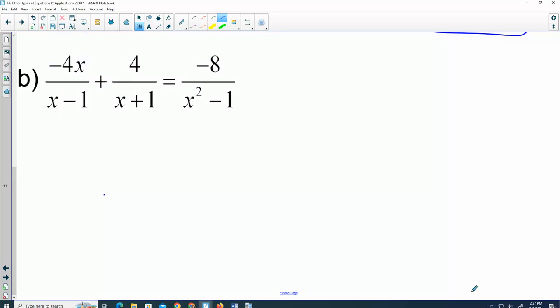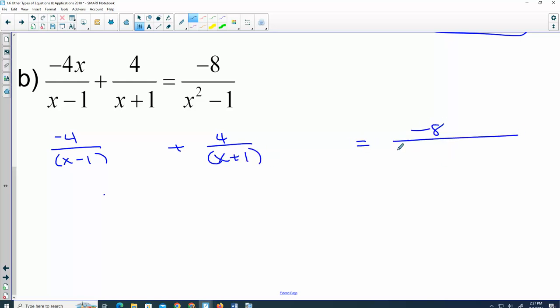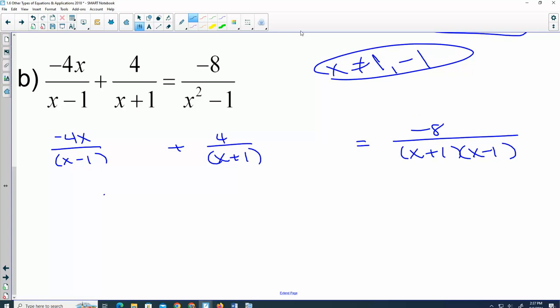Okay, first step is to do what? Factor. So we have our negative 4 over x minus 1, positive 4 over x plus 1, negative 8 over x squared minus 1, that's difference of squares, x plus 1, x minus 1. So, negative 4x. Thank you. At this point, what can x not equal? We're making ourselves a note of that.